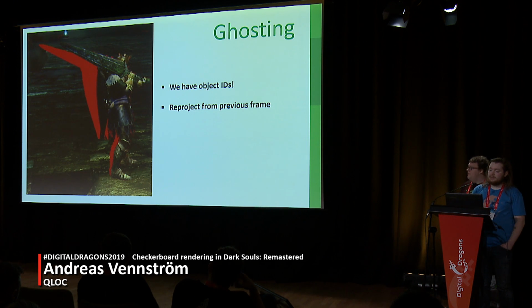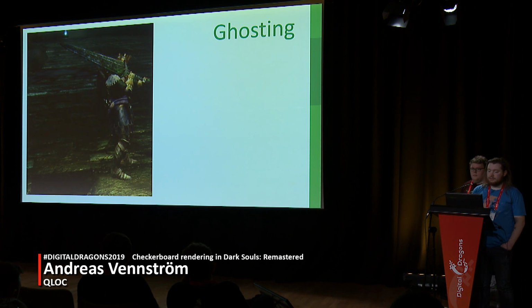This image shows the areas where the current and previous object IDs do not match. In our case, this works well because we don't perform any temporal anti-aliasing, so dilating the IDs is not needed. And here you can see the difference again.